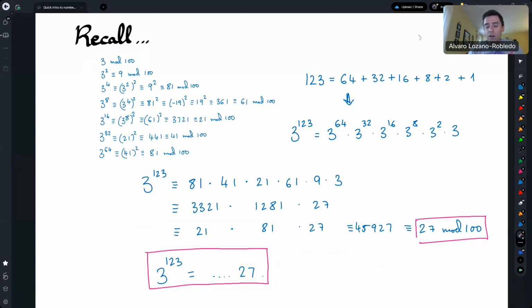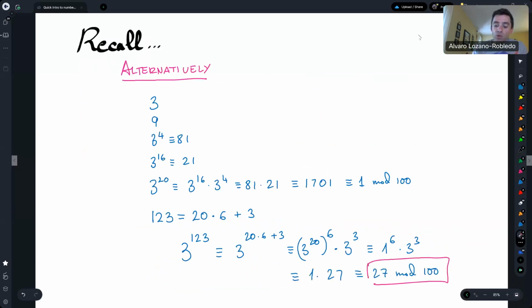That was one way of doing it, but we came up with another way. As I took powers, I found that 3 to the 20 is 1 modulo 100, and that helped a lot. Knowing that 3 to the 20 is 1 modulo 100 means that I can do long division of 123 by 20, and then use that, because 3 to the 20 is 1, to simplify the calculation a lot, and that led me to 27.